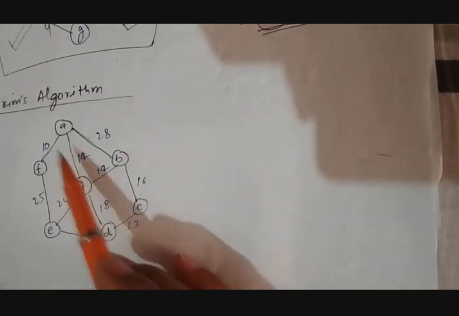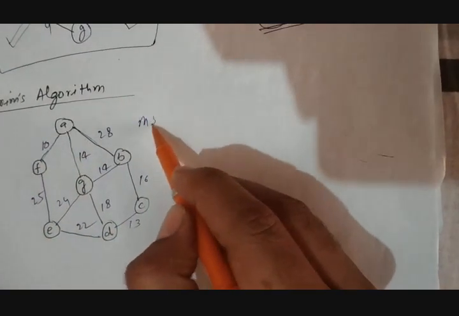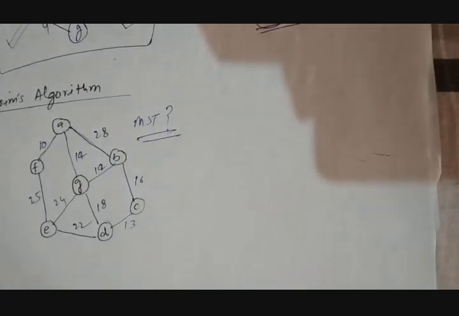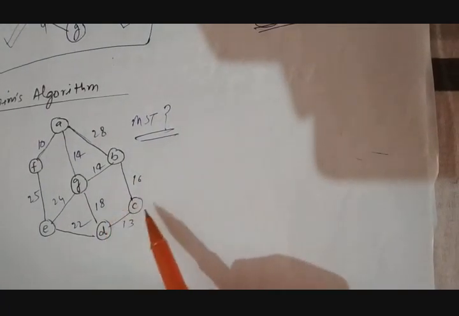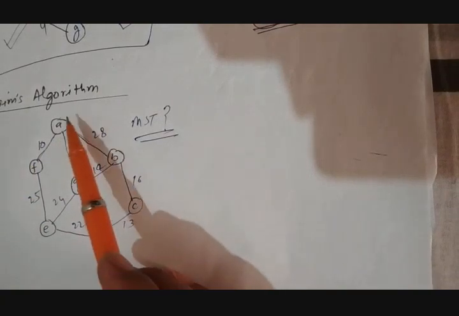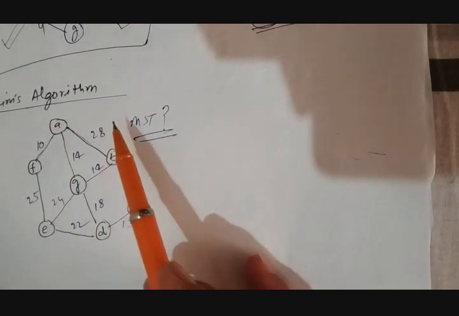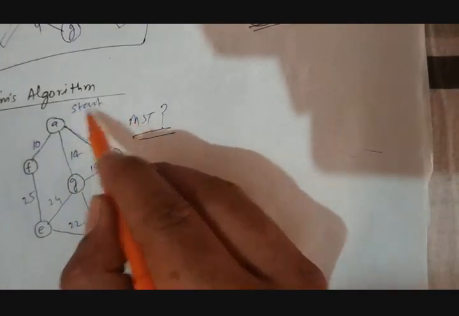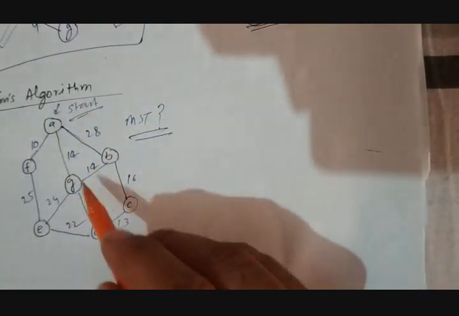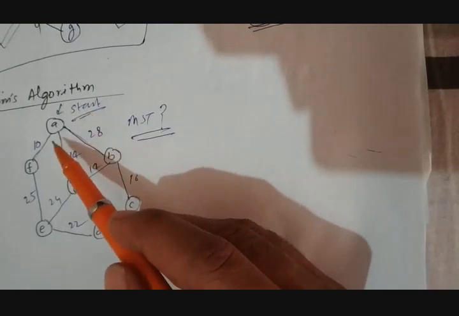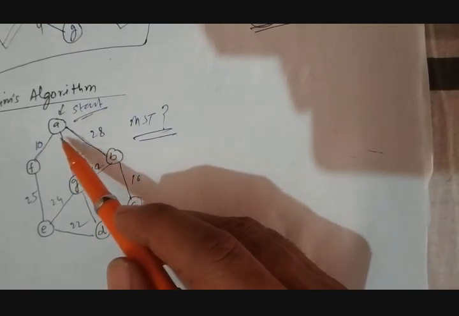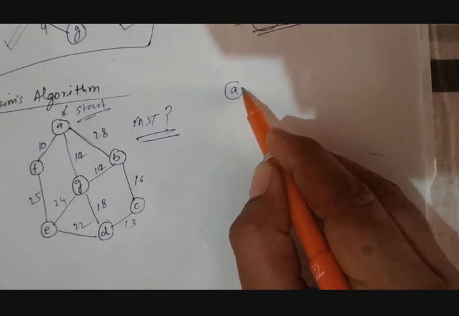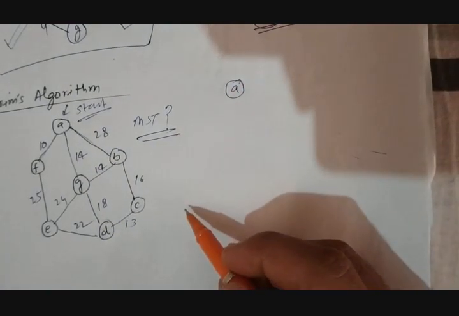Just see here in this example. This is a weighted graph, and we have to find the minimum spanning tree, and also the total weight of the minimum spanning tree using Prim's algorithm. Just see here what the algorithm says. The starting vertex is given as A. It will be given in the question that the starting vertex is A. So now you will start from that starting vertex A.